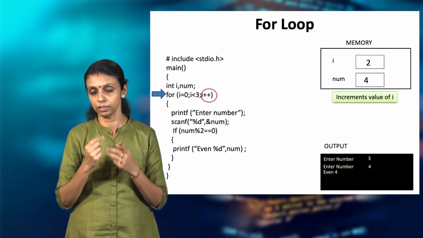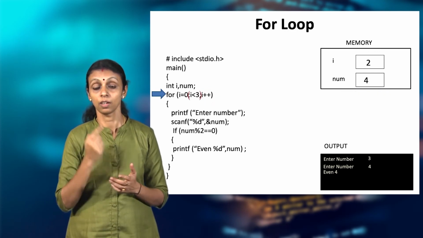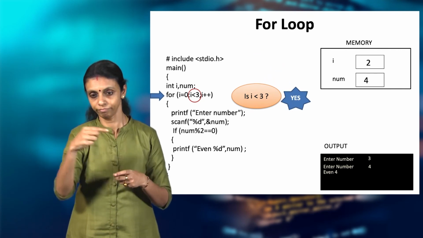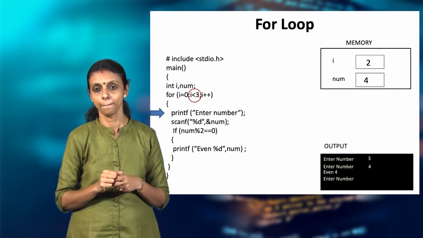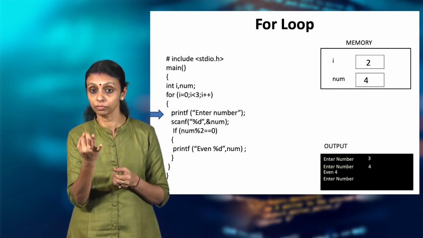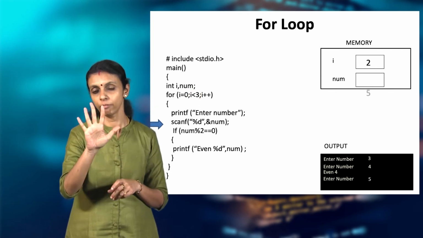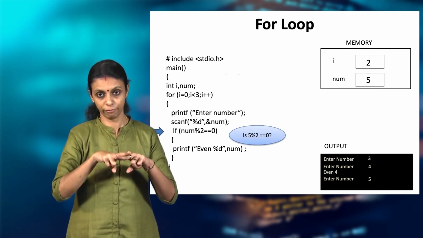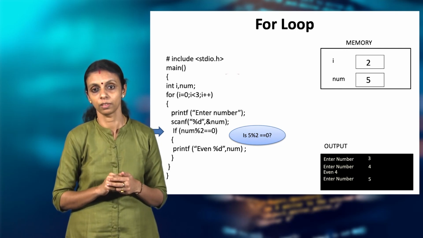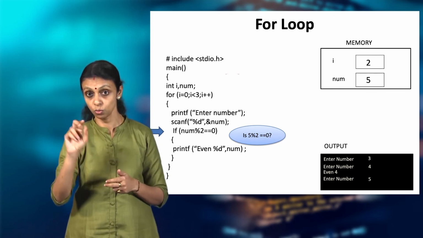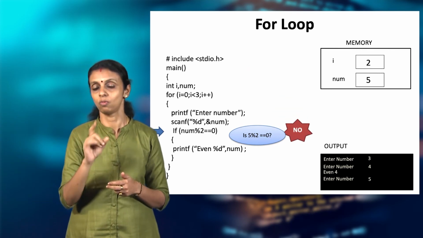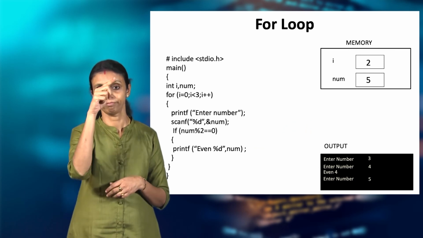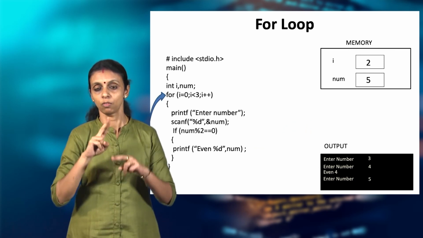Checks condition. Is I less than 3? Yes. Enters the loop. User enters another number, say 5. Checks if condition. Is 5 mod 2 equal to 0? No, it is 1. So, exits if block and loops back.